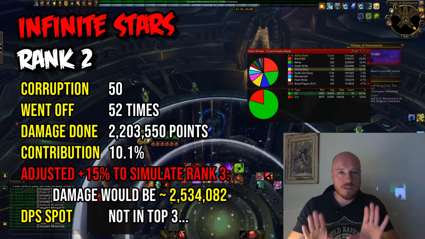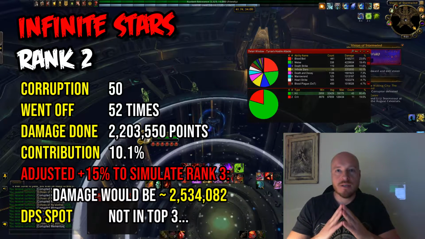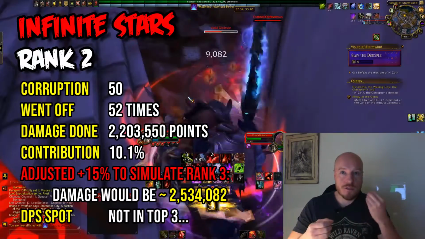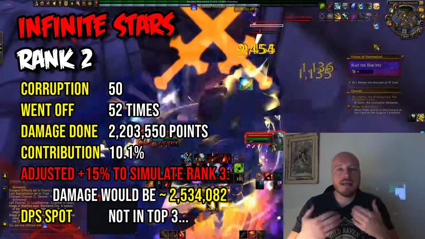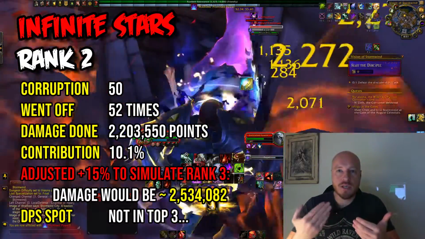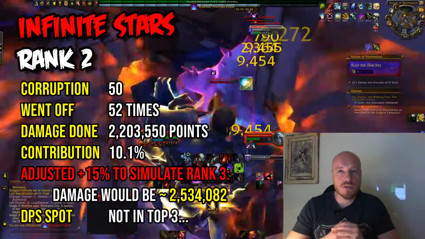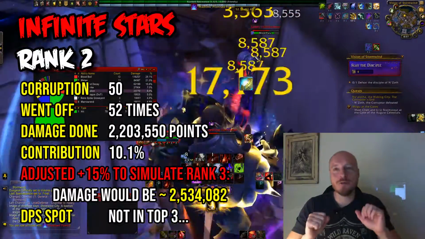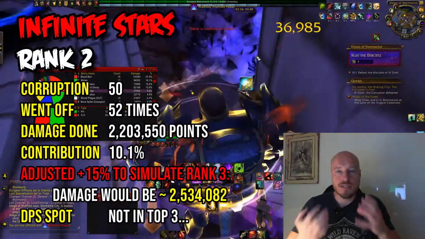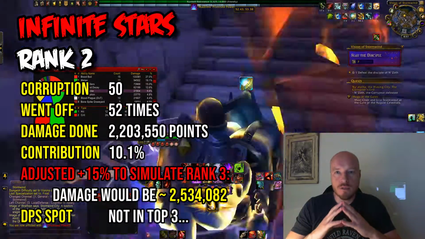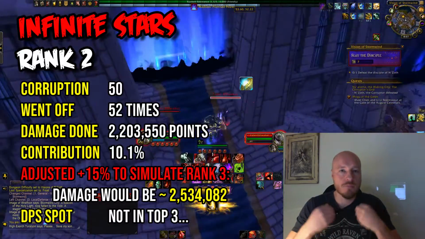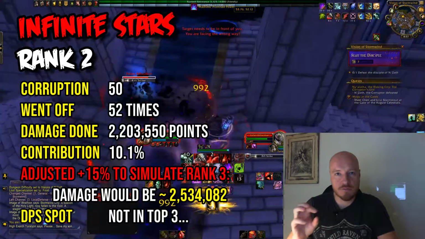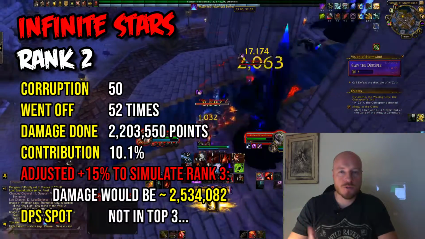Now, final thing to say here before we go to Echoing Void is that, as I mentioned, I was testing Twilight Devastation rank 3 versus Infinite Stars rank 2. So let's at the very least extrapolate the numbers and take a look at these 2,200,000 points of damage done by Infinite Stars rank 2. Infinite Stars rank 2, by the way, says that it does 23,024 points of damage per hit. In my build, I don't know what else it relies on, but that is how much my Infinite Stars rank 2 was supposed to do.